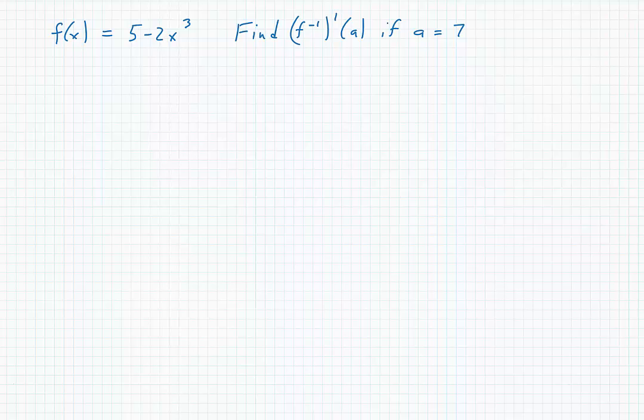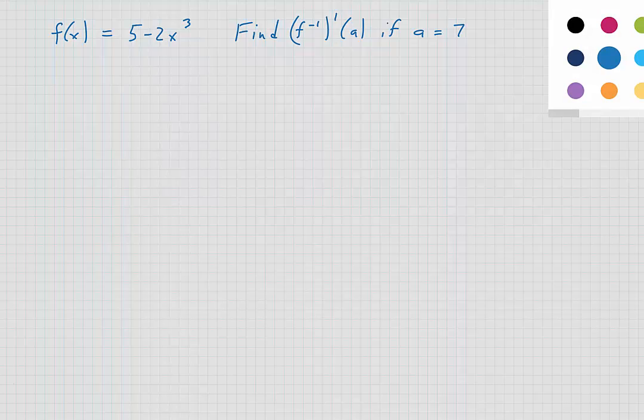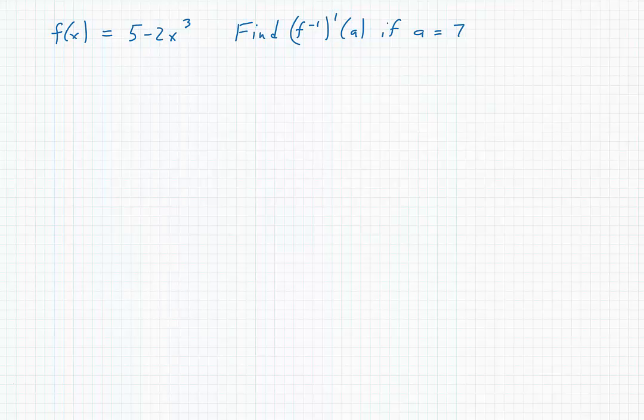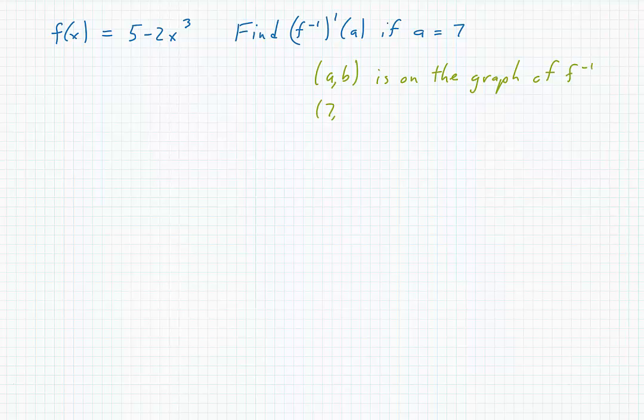So let's see what kind of information we have and what kind of information we need to gather to handle a problem like this. So we're interested in f inverse prime at a. That says that on the graph of f inverse, there's a point (a, b). So (a, b) is on the graph of f inverse. That is, some point 7 comma something is on the graph. So how do we find out what that something is?